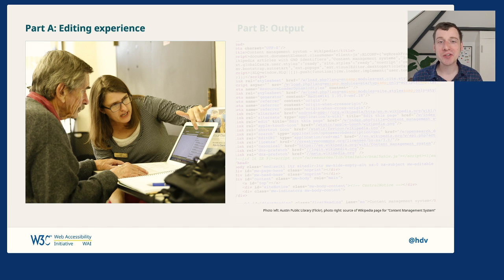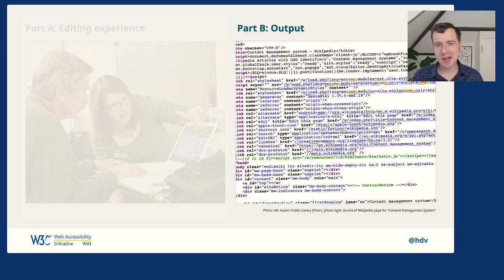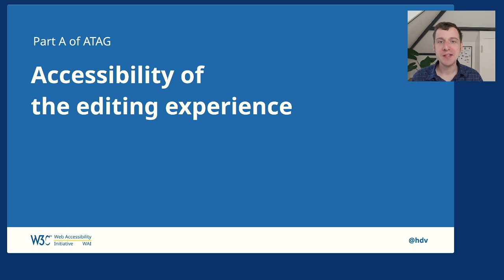Now, the ATAG standard consists of 2 parts. The first part is about the editing experience, so the content editing itself, the backend, so to say. And the second part is about the output of content. I'll focus mostly on output today, but I'll also talk a bit about what we can do to improve the editing experience for people with disabilities. Let's look at that first.